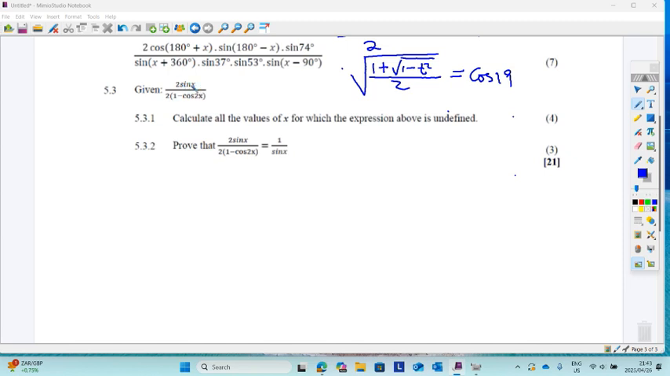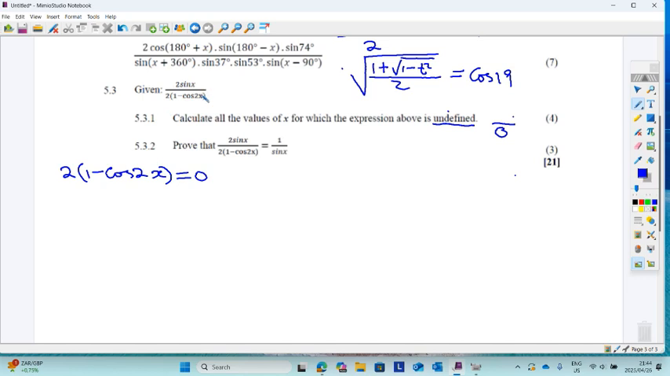Given that 2 sine x over 2 times this bracket, calculate all the values of x for which the expression above is undefined. Remember, for an expression to be undefined, we have to be dividing by 0. So if we are dividing by 0, we are saying this expression here is equal to 0. That's the only condition that we have for this thing to be undefined. So you just equate the denominator to 0. So this is 2 bracket (1 minus cos 2x) is equal to 0.